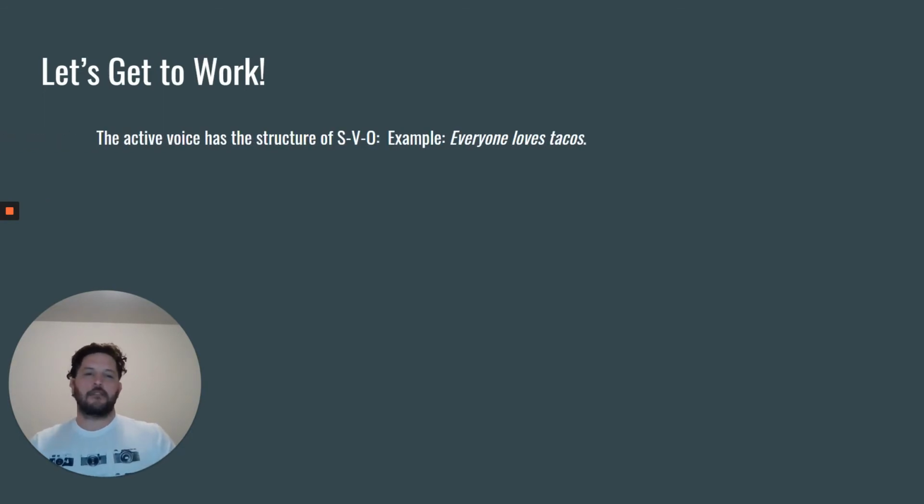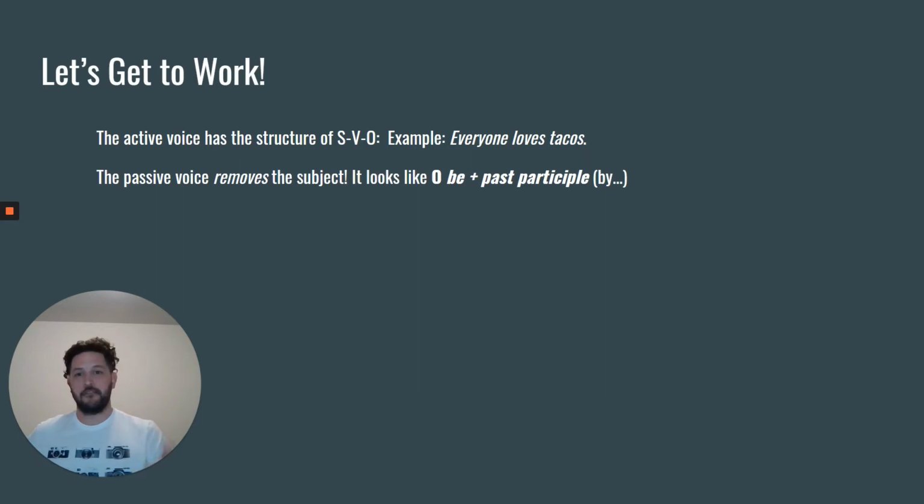So, the active voice has a structure of subject, verb, and object. For example, everyone loves tacos. I use tacos a lot. Those are most of my examples. Everyone loves tacos. So in that sentence, we have a subject, everyone. We have a verb, loves. And we have an object, tacos.